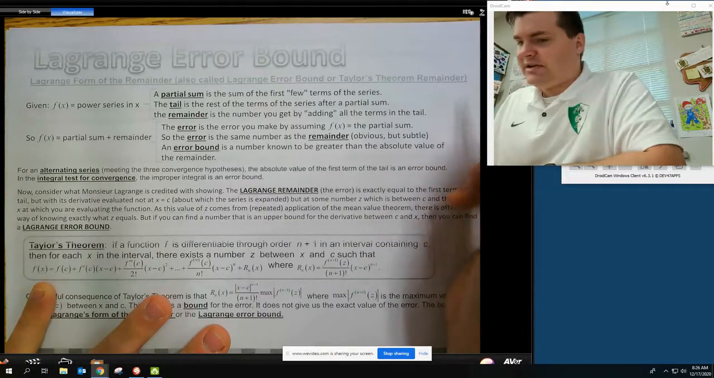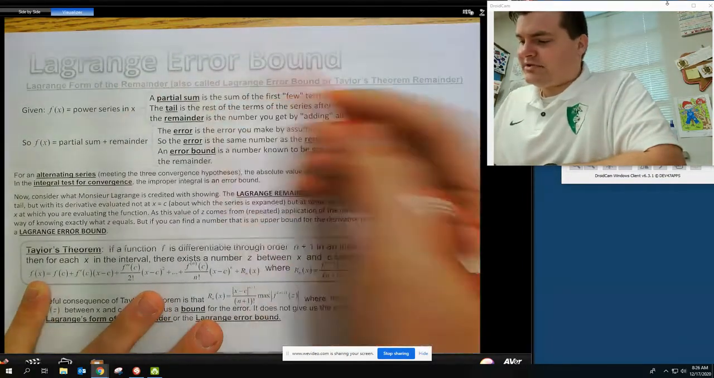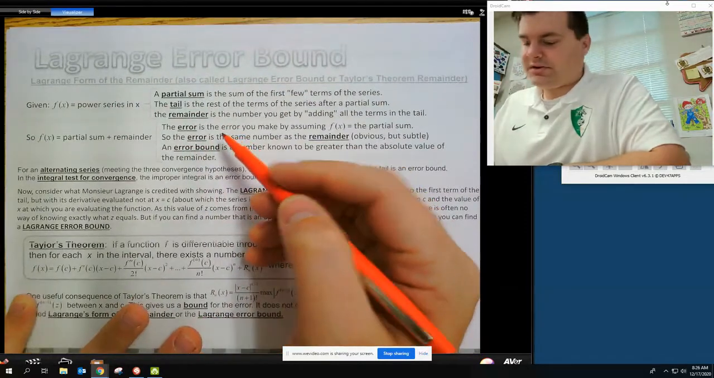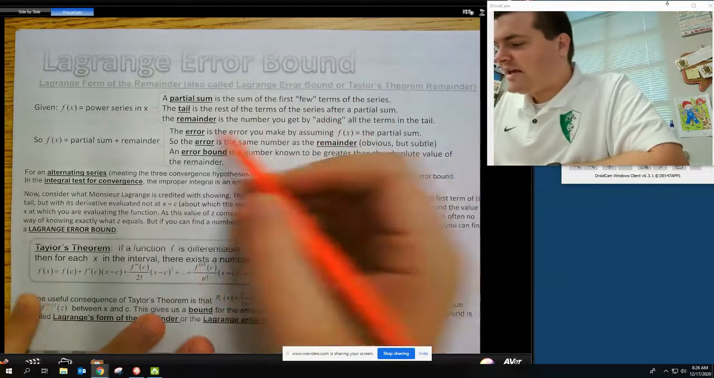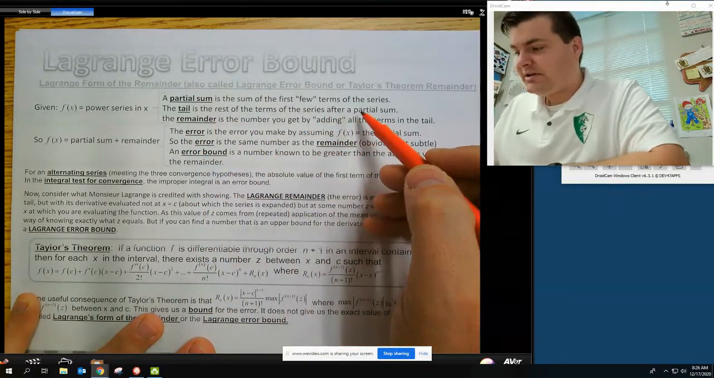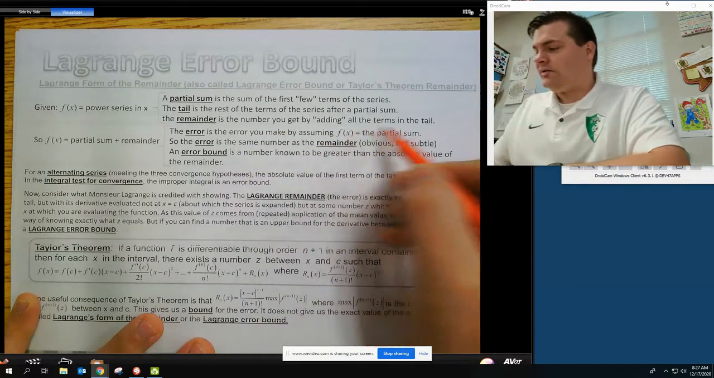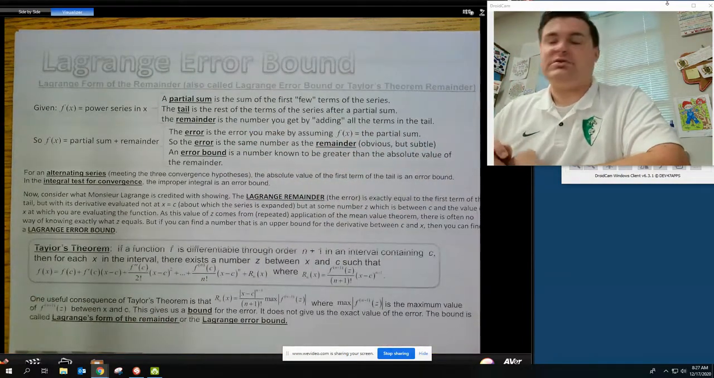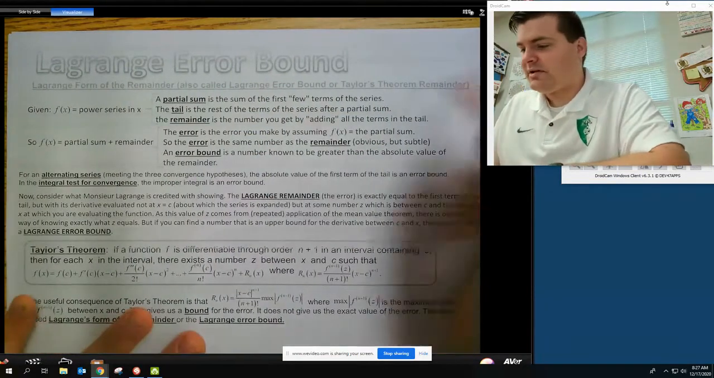We're going to be using the Lagrange error bound. Let's read through this real quick for what's important here. For a power series in x, the partial sum is the first few terms. The tail is the rest of the terms. The remainder is the number you get by adding all of the terms in the tail. Okay, so that's what that means, just in terms of vocab.